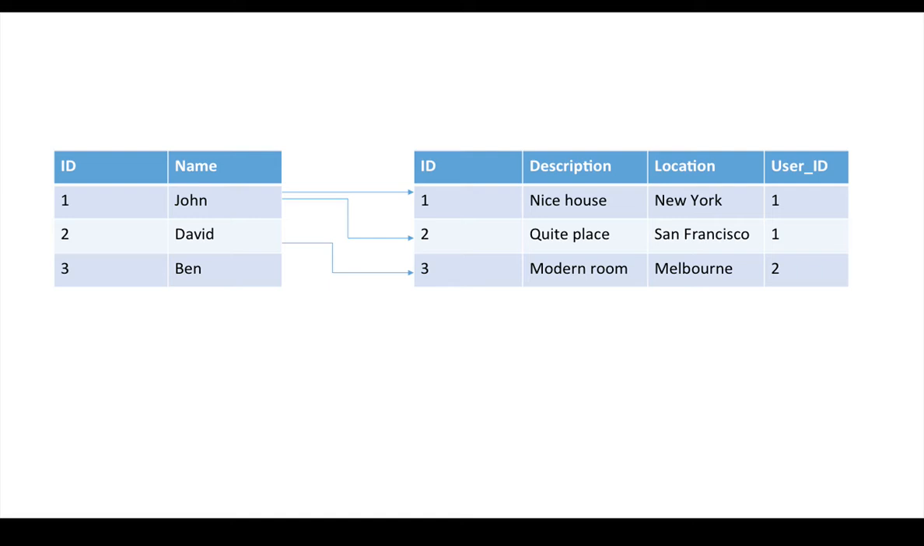So how do we know which room belongs to whom? Here is why we need a user ID as a foreign key in the room table. Now, as you can see, the user ID here in the room table, user ID 1, links to 1 here, which is John. So we know John is the owner of these two rooms. All right, the same story. We've got user ID 2, that means David is the owner of this room, the room in Melbourne, and so on.